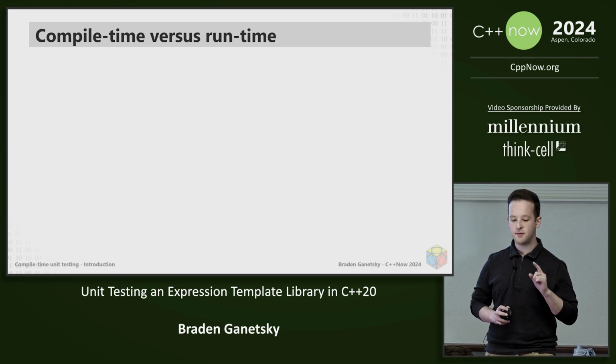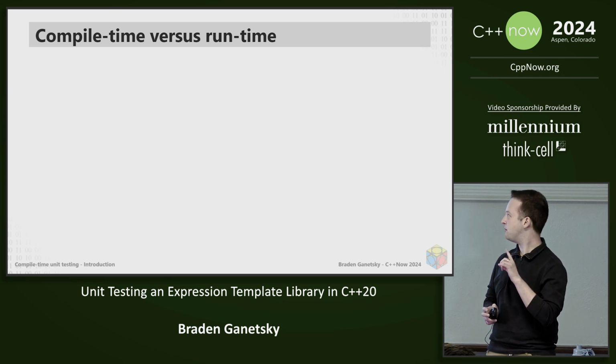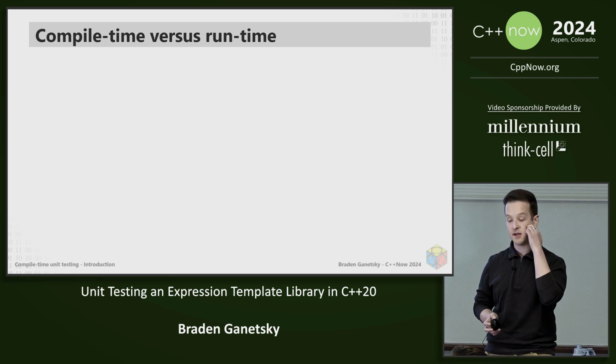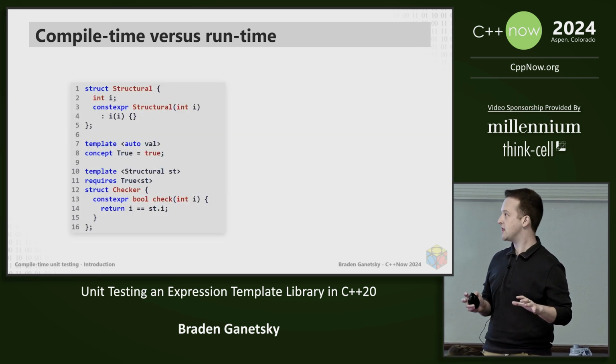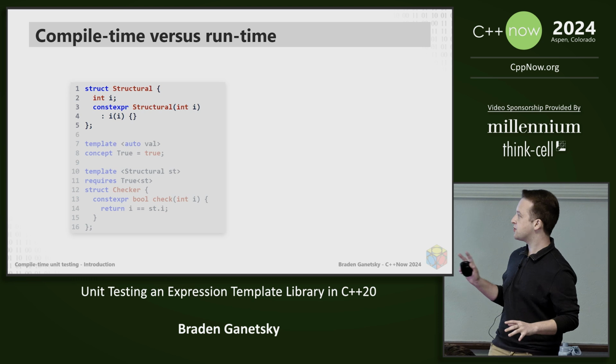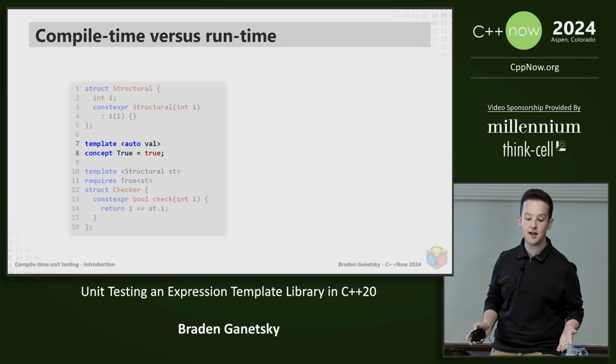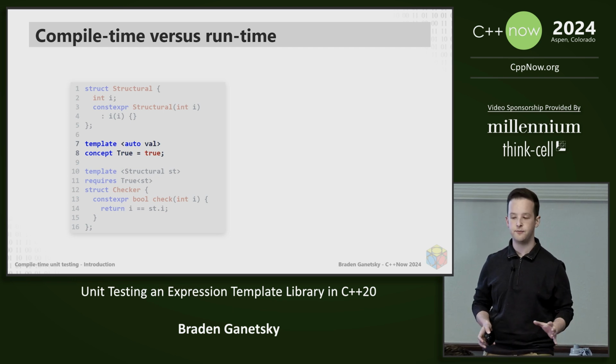I want to actually talk about something that might differ between compile time and runtime. I showed this off last year in my lightning talk at CppNow, so I'm just going to show the setup here. You have a structural type, the most basic possible structural type you can have, that just wraps an int. You also have the most basic possible concept you can have. It just evaluates to true. I just need a structural type and a concept.